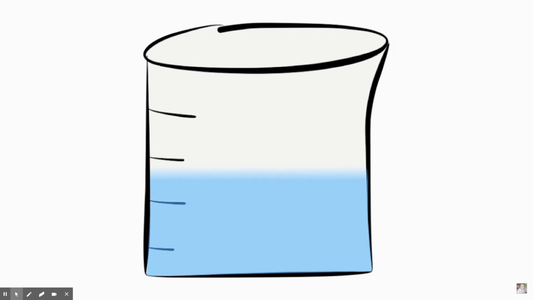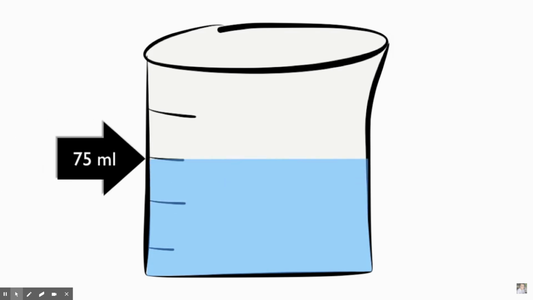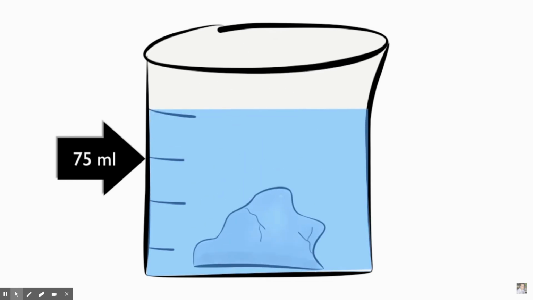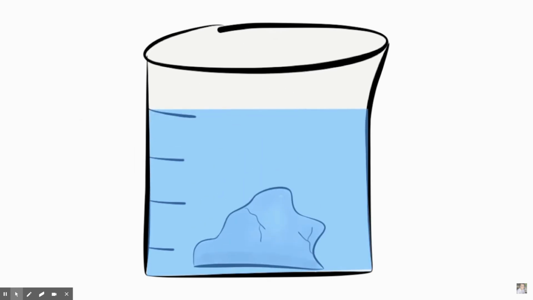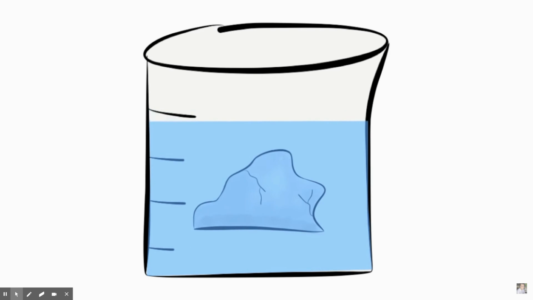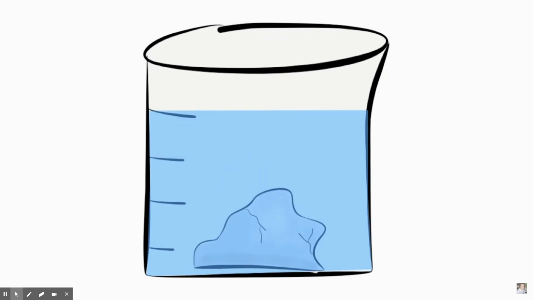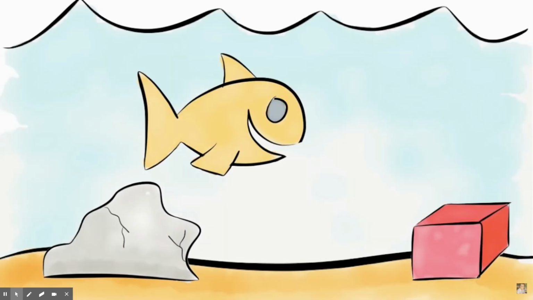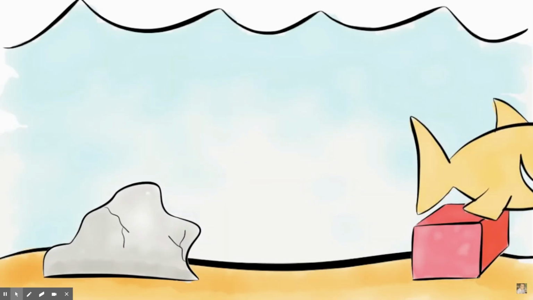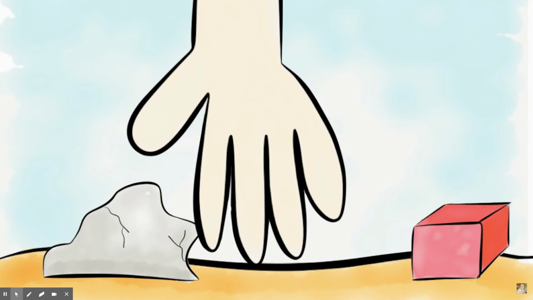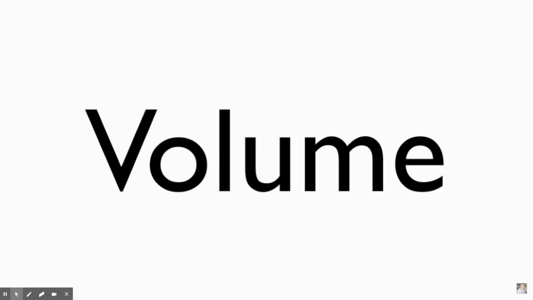To find the volume of an irregular solid, fill up a beaker with a known amount of water. Then drop the rock in. Notice that the water level is higher. The movement of water is known as displacement. The amount that the water moved is 25 milliliters and is also the volume of the rock. Everything that takes up space in the fish tank has a measurable volume. If you were to enter the tank, think about how much water would be displaced. That's your volume.